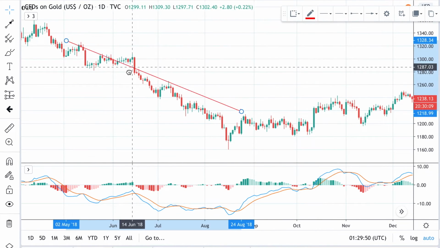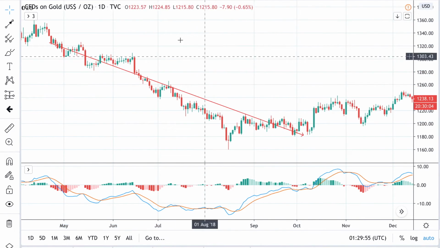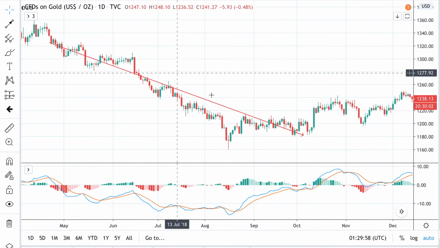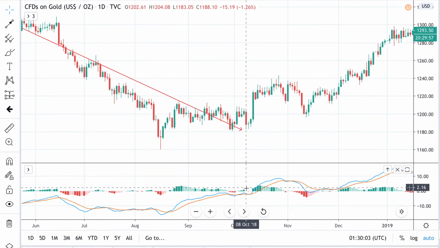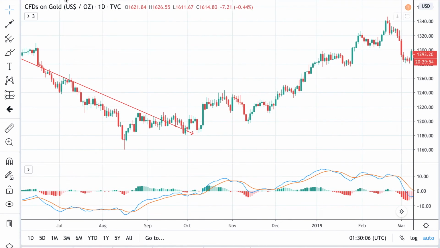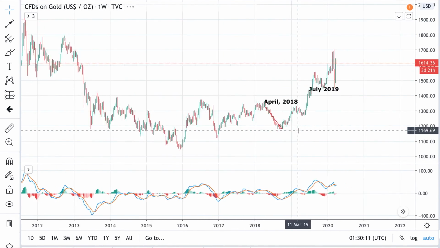All right. So as you can see, if we short over there, and then we cover our short position right here, that's equivalent to 11% of the return. And then we cover our short position here and then turn long position. Let's come back to the weekly chart.